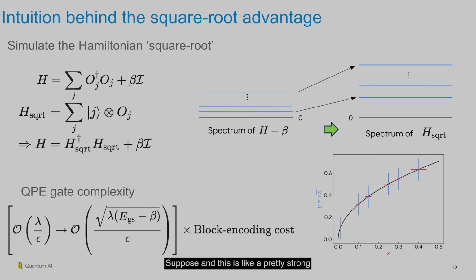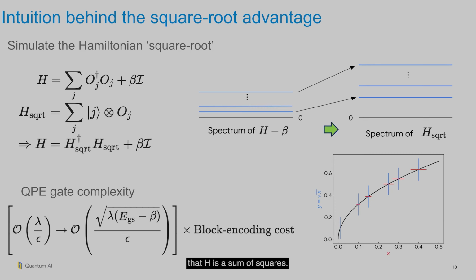Suppose, and this is a pretty strong supposition, suppose that you could represent H as a sum of squares. Usually we think of H as a linear combination of terms. Like earlier I said, H is a linear combination of unitaries. Let's now consider H being a linear combination of squares, a sum of squares.